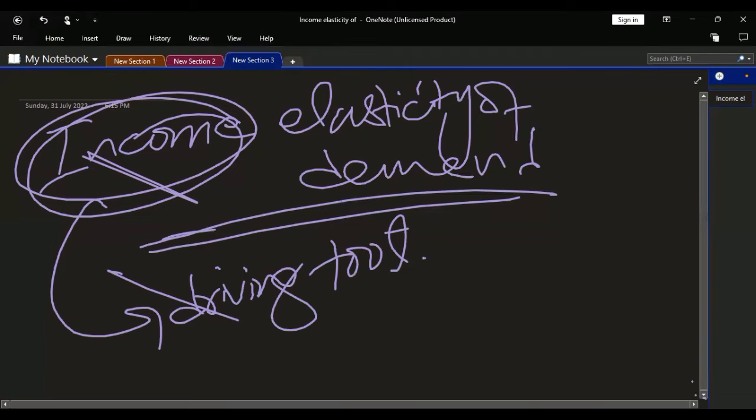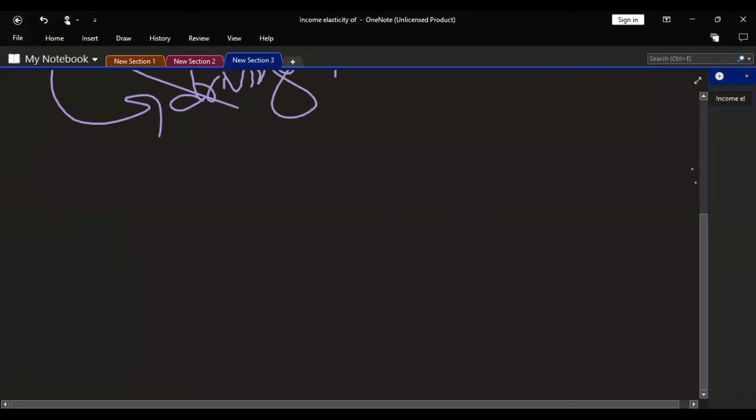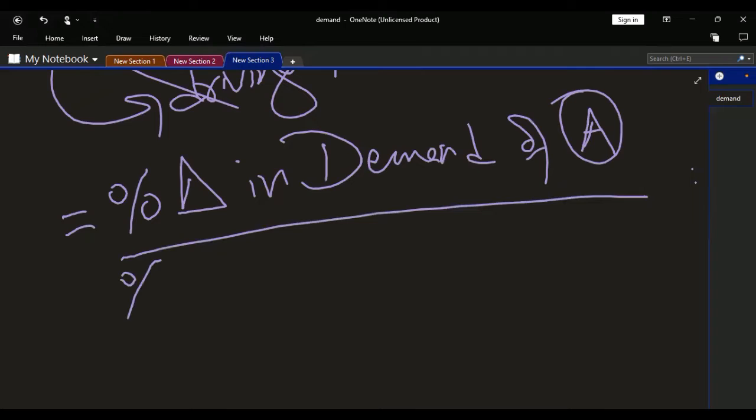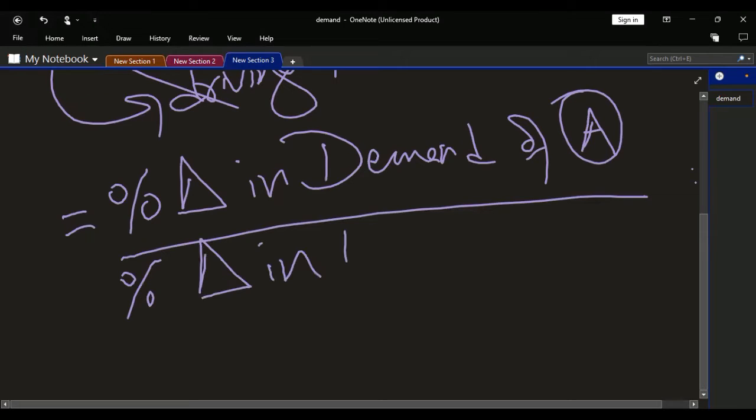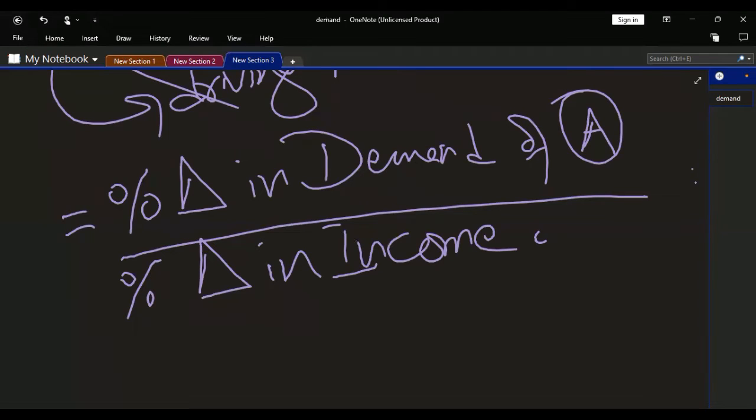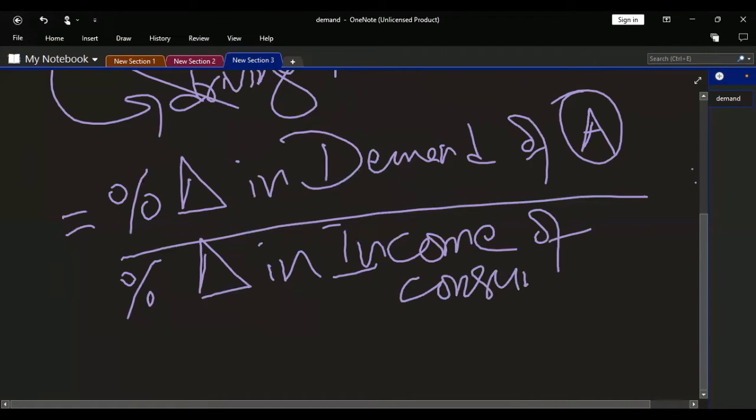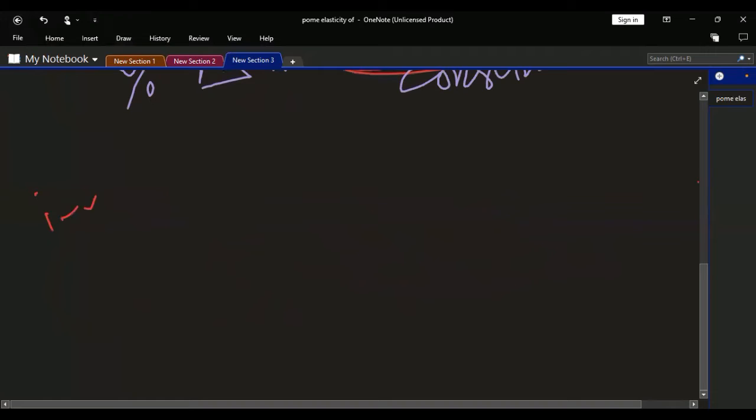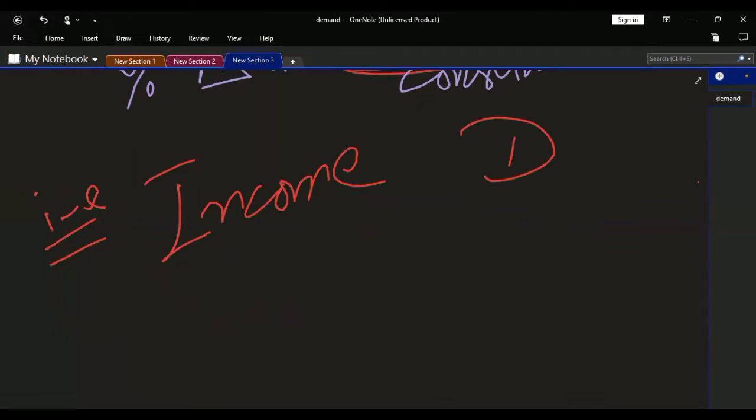So, it is a percentage change in demand of product A to percentage change in income of the consumer. So, here the demand is dependent upon the income of the consumer. That is, there is a direct relationship between the income and the demand.